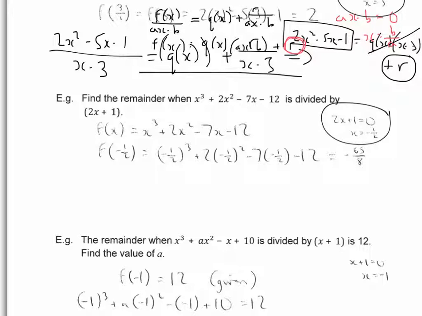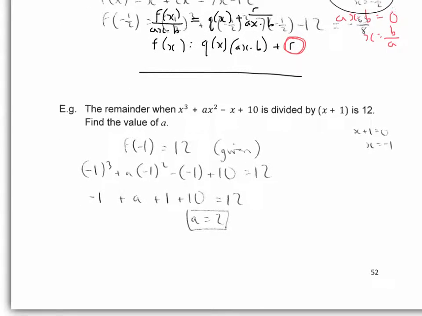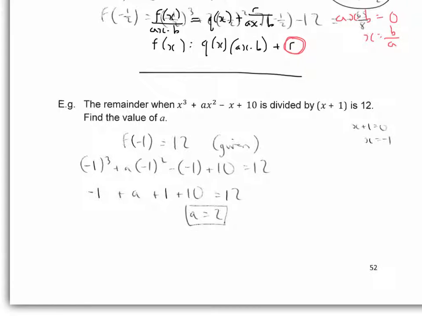Okay, another example. Down here, you've been given a polynomial. It's got an unknown a in it, but it's being divided by x plus 1. Because there's something unknown in part of the question, you're being given the final answer. You're being told that the remainder is 12. So let's use the remainder theorem. I know that when I divide this into this, I get a remainder of 12.